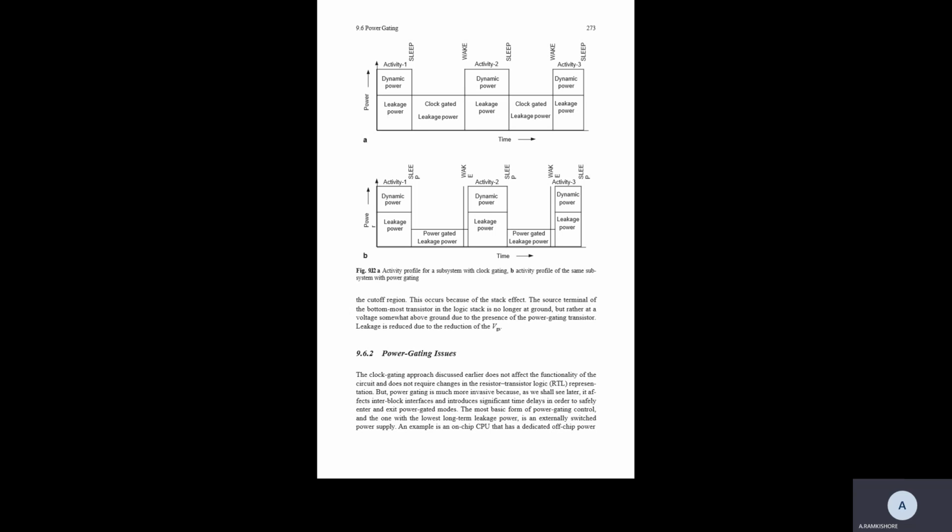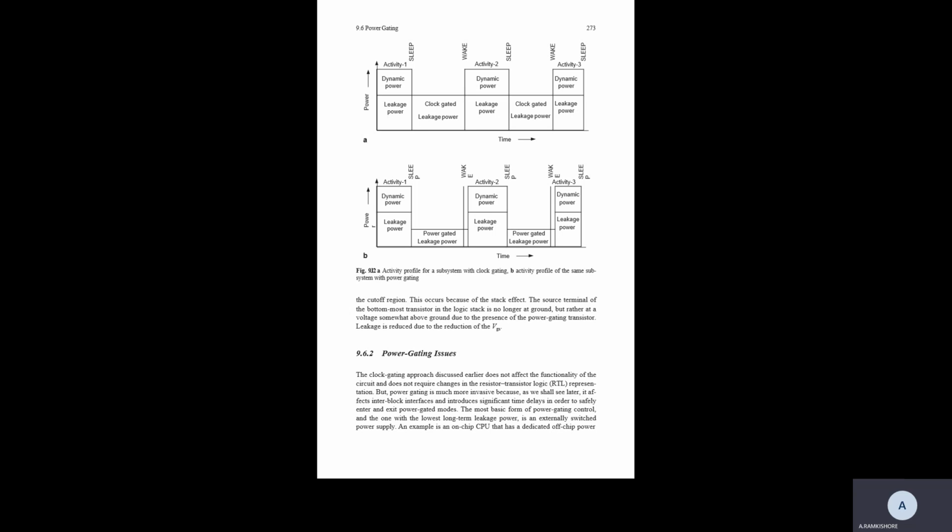The clock gating approach we have discussed earlier does not affect the functionality of the circuit and does not require changes in the register transfer logic representation. But power gating is much more invasive because, as we shall see later, it affects interblock interfaces and introduces significant time delays in order to safely enter and exit power gated modes.